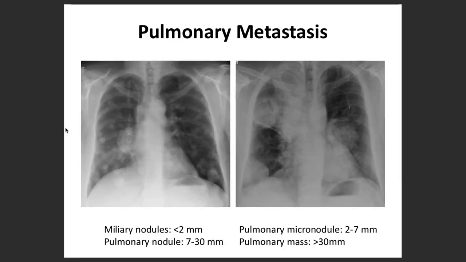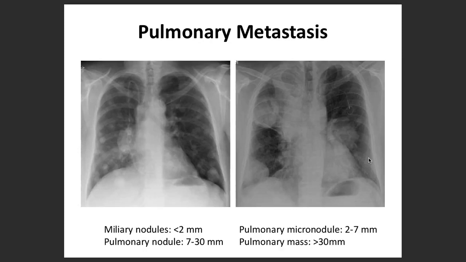So, as I was telling you, over here the miliary nodules are less than 2 millimeters. Pulmonary nodules can also be of different sizes, ranging from 7 to 30 millimeters, and sometimes pulmonary masses as well. If there is massive pulmonary tuberculosis, you may be able to see those pulmonary masses as well. So if you look carefully over here, this is a typical X-ray of a pulmonary tuberculosis patient.